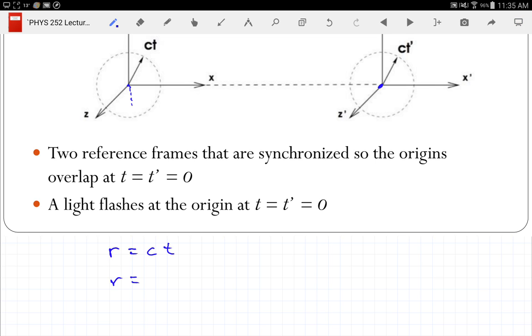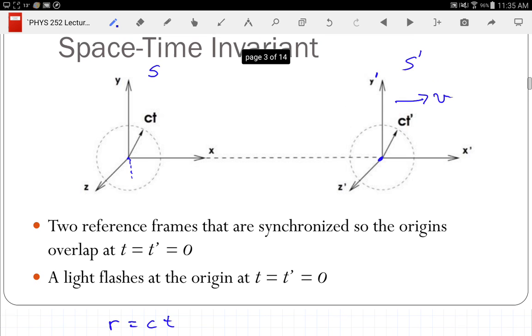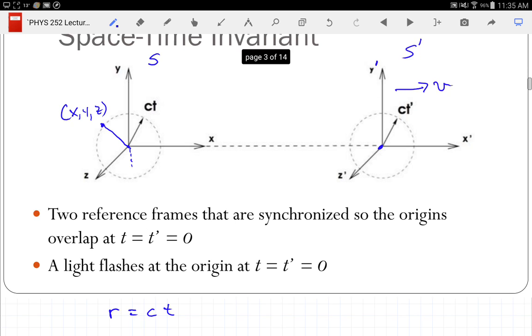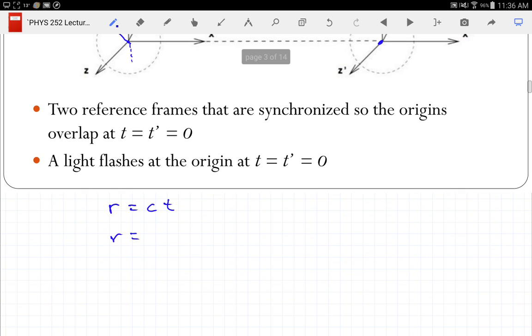I have some point on the sphere that has x, y, z as its three spatial components. So how do I find the radius out to that point? You use the three-dimensional equivalent of the Pythagorean theorem. The Pythagorean theorem is just two dimensions.